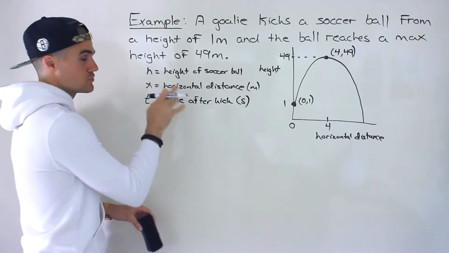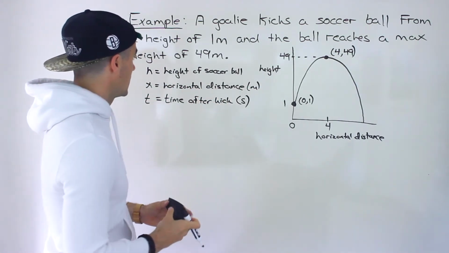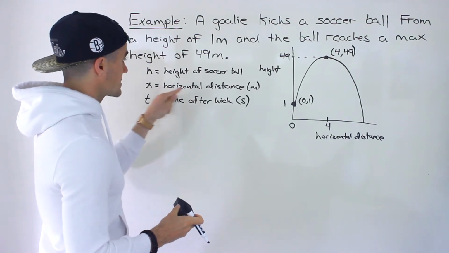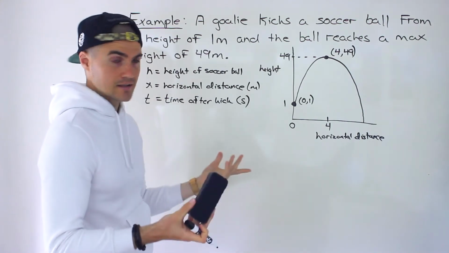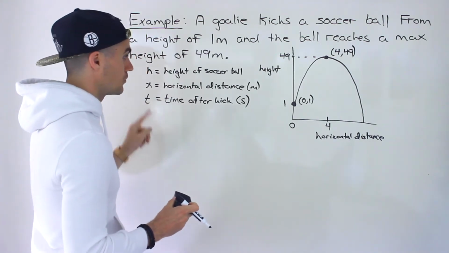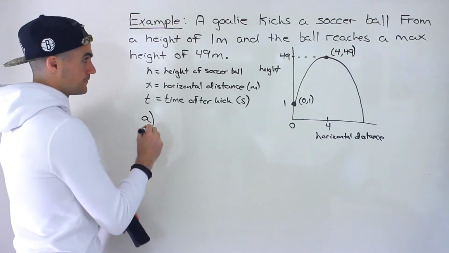The h will be used for both part A and part B, right? Because that height is staying the same. But in part A, we'll use x as the horizontal distance. For part B, we'll use time after kick in seconds as the variable. We'll use a variable t. So again, we're starting with part A.